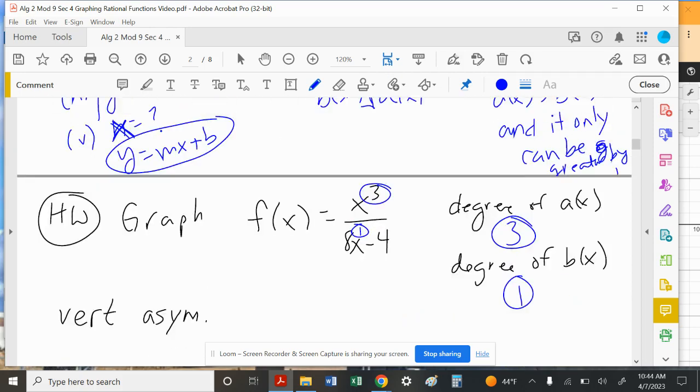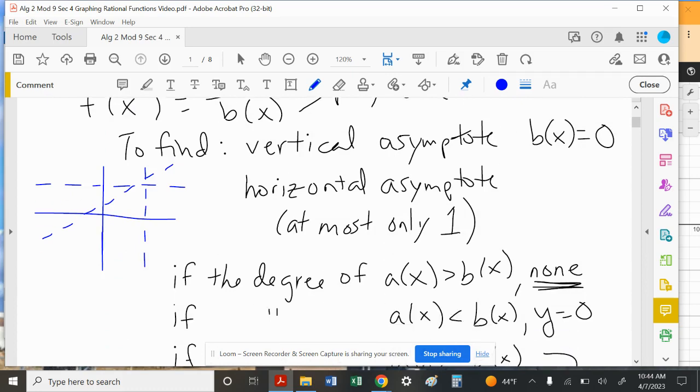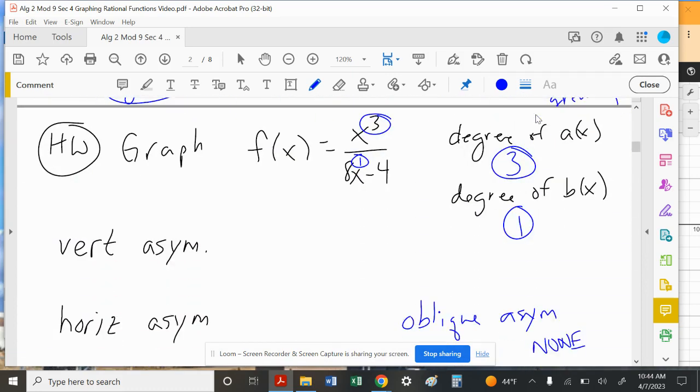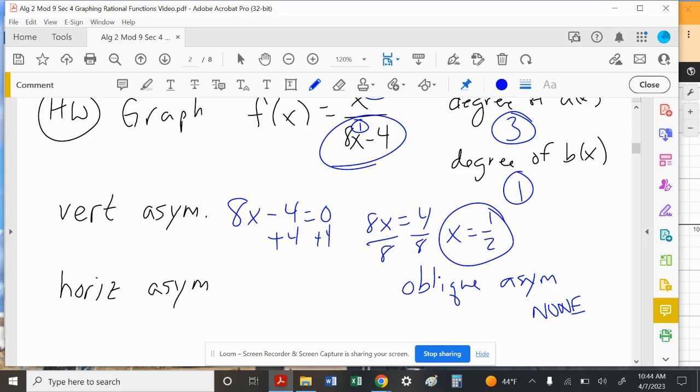Remember that by the rules, if we have to look at the vertical asymptote, we have to set the denominator equal to 0. So for the vertical asymptote, we're going to set the denominator equal to 0. Add 4 to both sides. We get 8x equals 4. We divide both sides by 8, and x equals 1/2. So there is my vertical asymptote.